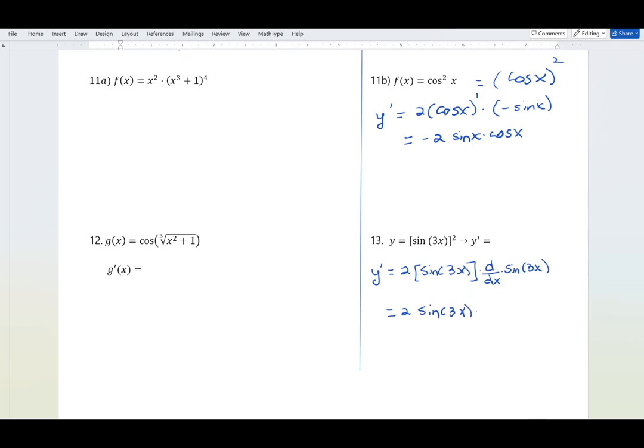Okay, what is the derivative of sine of 3x? So the outside function is sine, the inside function is 3x. So that one will be cosine of 3x. First we take the derivative of the outside function times the derivative of the inside, which is 3. So in summary, multiplying the 2 and the 3 together and bringing it up front, we can leave our answer like this: 6 times sine of 3x times cosine of 3x.